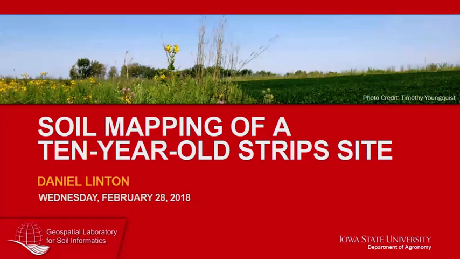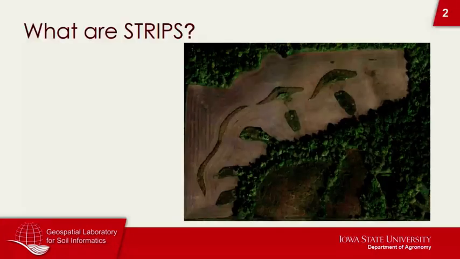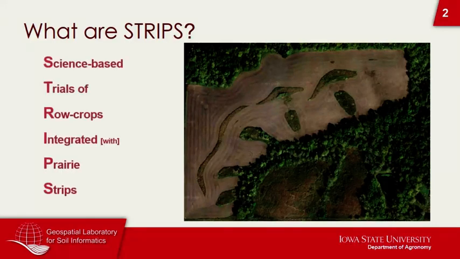So today I'll be giving a presentation on soil mapping on a 10-year-old STRIPS site. So first, what are STRIPS? STRIPS is one of the super fancy scientific acronyms. It stands for Science-Based Trials of Row Crops Integrated with Prairie Strips.